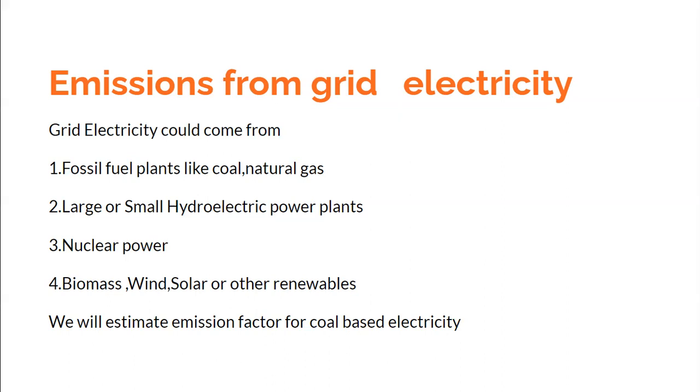The grid electricity can come from large or small hydroelectric power plants. Grid electricity could come from nuclear power. For example, in France, the big contributor to grid electricity is nuclear. The future, which is of renewables, also contributes to grid electricity. So biomass-based power plants, wind-based power plants, solar thermal or solar PV, and other renewables, if connected to the grid, would give us grid electricity. As a sample calculation, we would be estimating the emission factor for coal-based electricity.